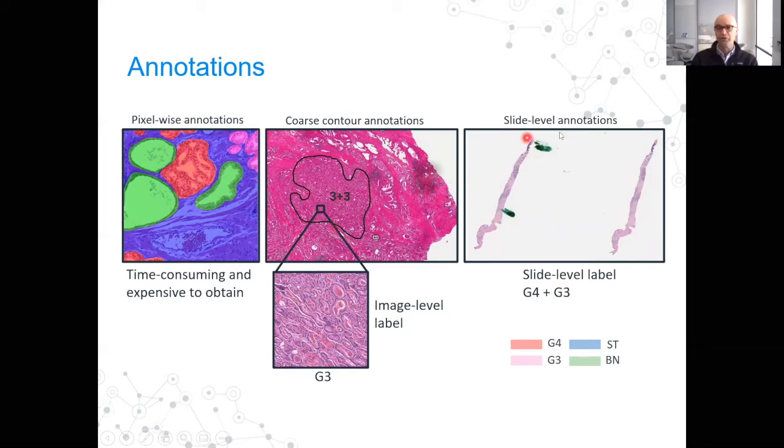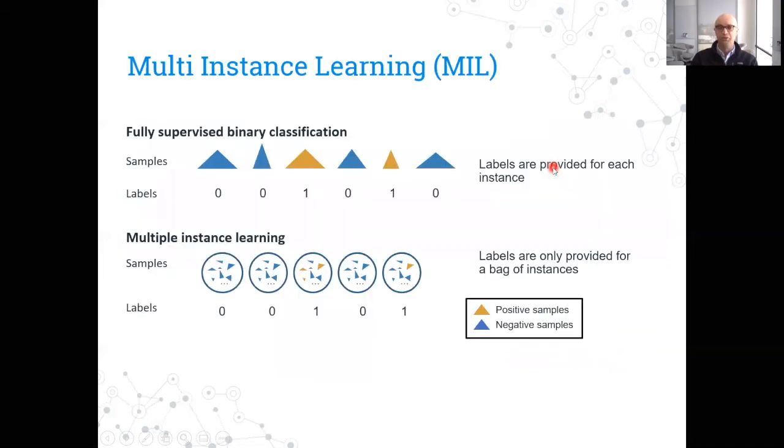Or could we use slide level annotations where an entire slide is assigned a Gleason grade? We don't really know where within the tissue that grade corresponds, but we know it's in there somewhere. And we have tons of these things. And so we decided to use slide level labels because we have so much data, we didn't have to get any additional annotations. And we used a framework called multi-instance learning.